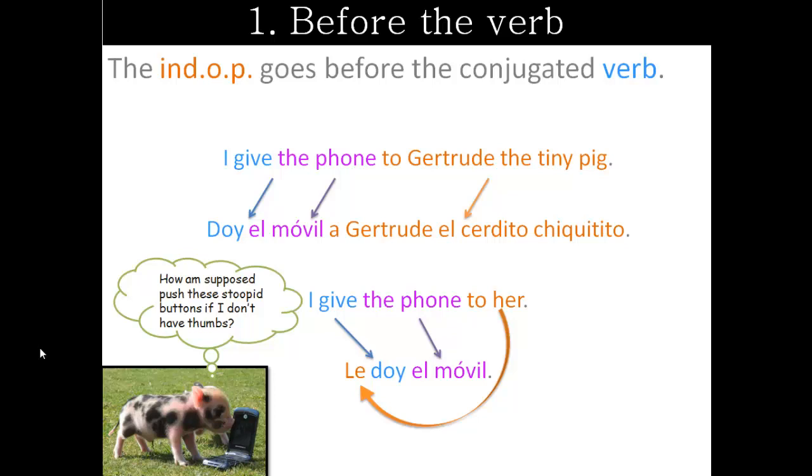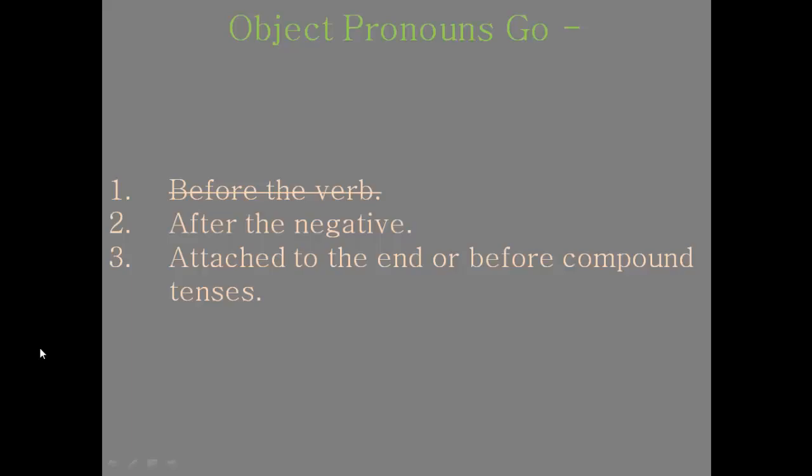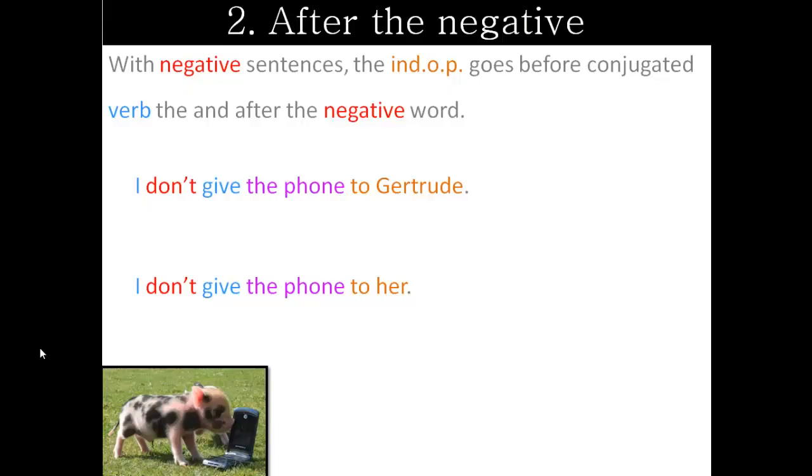So we've done before the conjugated verb. Let's have a look at after the negative. So with negative sentences, the indirect object pronoun goes before the conjugated verb and after the negative word. So I don't give the phone to Gertrude. I don't give the phone to her. This is our example in English. Let's look at it in Spanish. No doy el móvil a Gertrude.